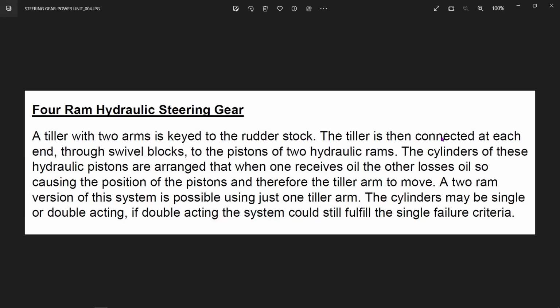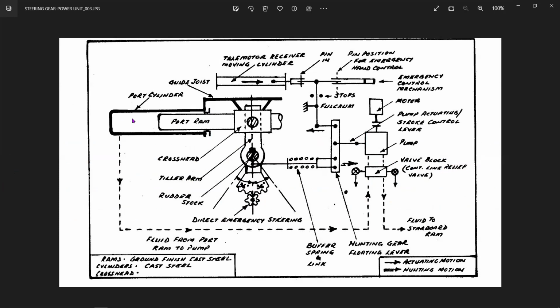Now the tiller is then connected at each end through swivel blocks to the pistons of the 2 hydraulic rams. The cylinders of these hydraulic pistons are arranged so that one receives the oil and the other loses the oil, causing the position of the piston, and therefore the tiller arm, to move. Basically, the oil comes in one side and goes out from the other side.